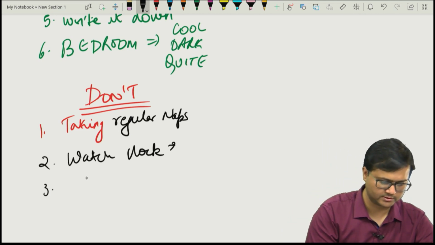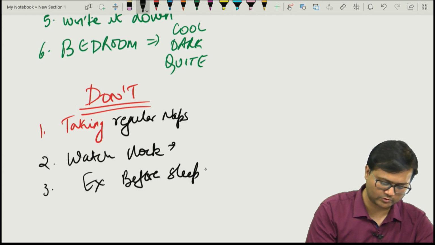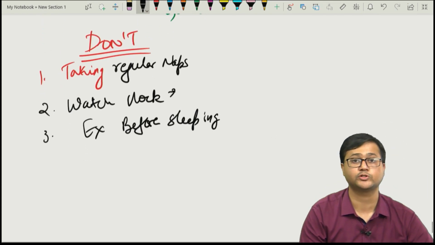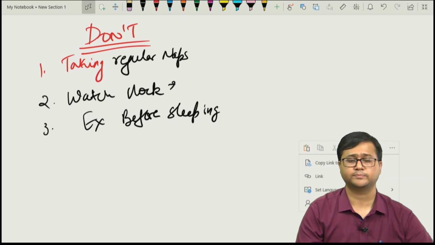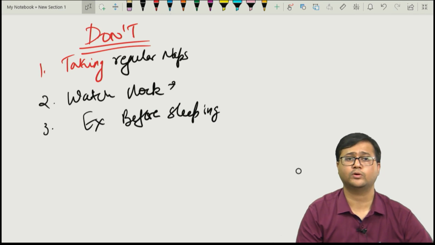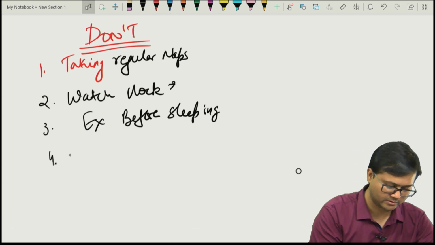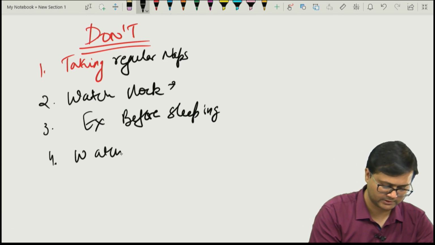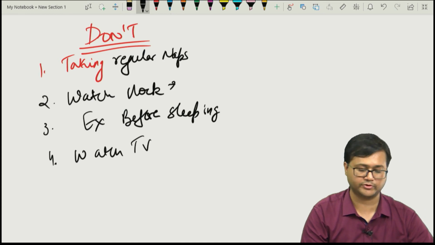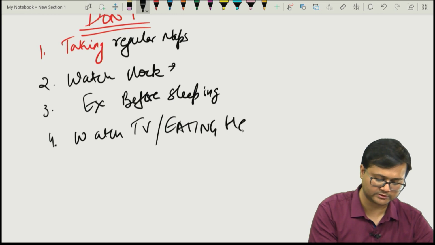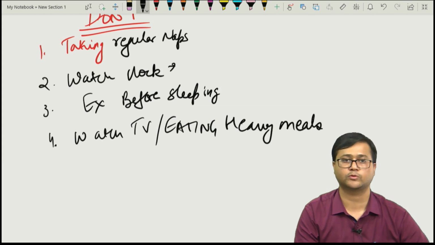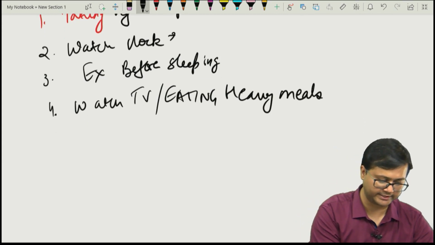Then third is exercising just before sleeping. So we should have a regular exercise schedule, but we should avoid exercise just before sleep, because after exercise we become more energetic and will not be able to have a proper sleep. Then watching television. One should avoid watching television before sleeping or eating heavy meals. So even if you feel hungry, you can have a light snack, but you should always avoid heavy meals, especially at night time.